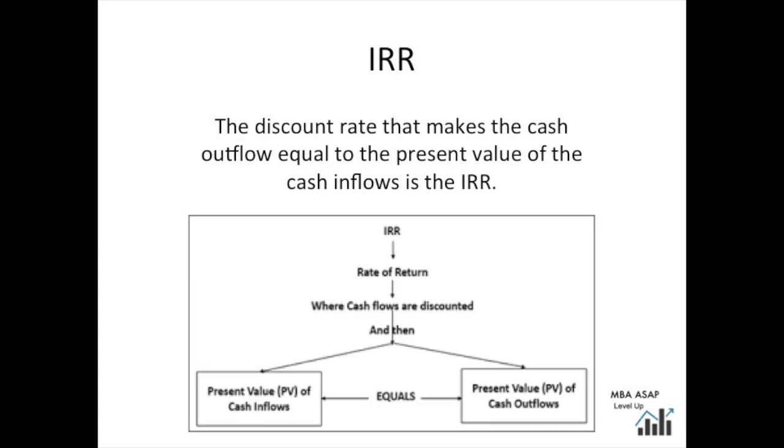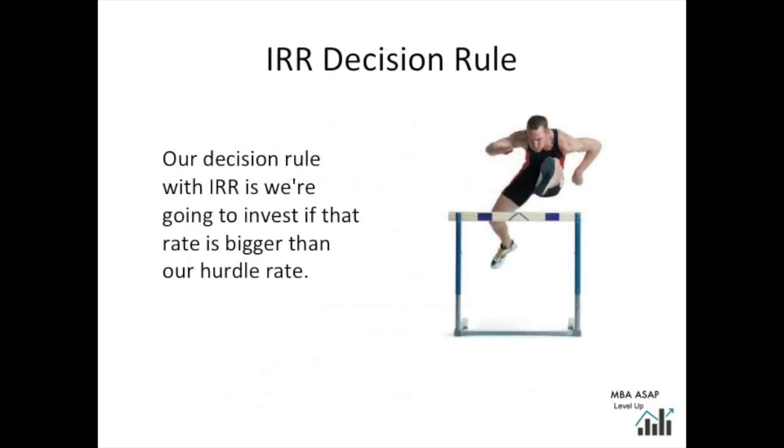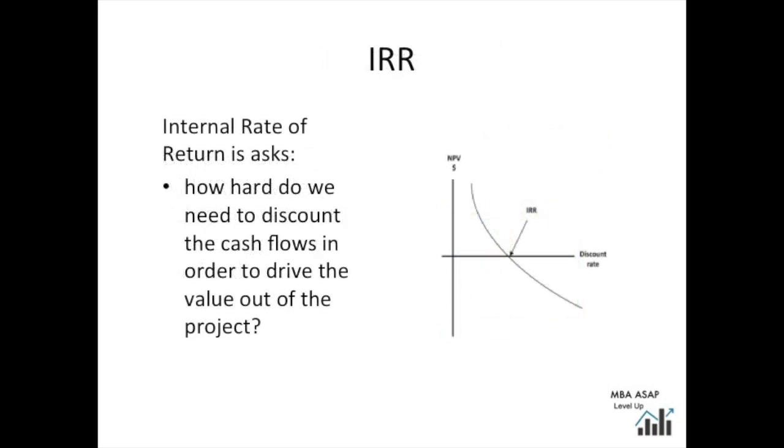The discount rate that makes the cash outflow equal to the present value of the cash inflows is the IRR, the internal rate of return. Our decision rule with IRR is we're going to invest if that rate is bigger than our hurdle rate. Internal rate of return is basically asking how hard do we need to discount the cash flows in order to drive all the value out of the project.